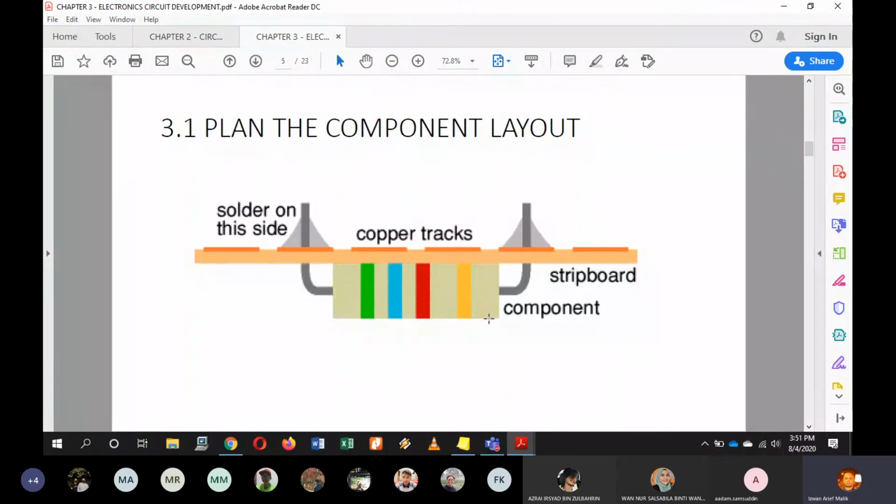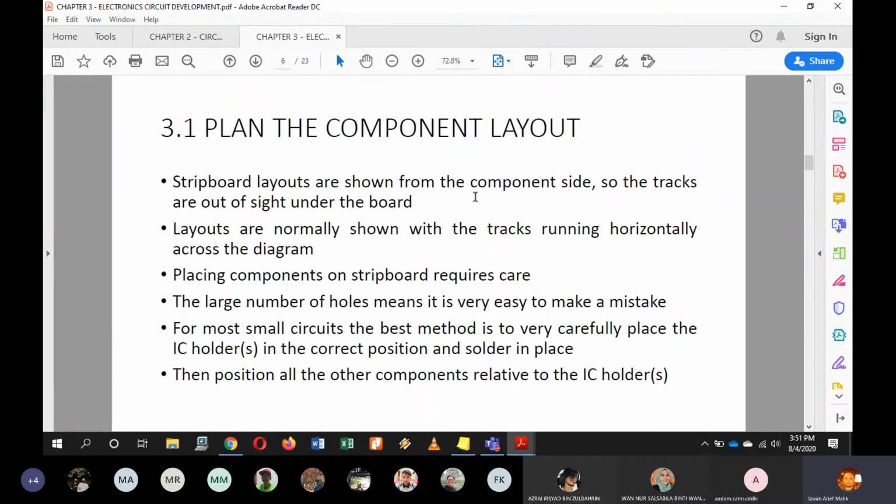Okay, so this is the component example. This is the copper track underneath. So you solder them on this part. This is your strip board. Okay, this is your resistor, for example. So you have to turn them around for you to solder them. Okay, so the strip board layouts are shown from the component side, so the tracks are out of sight under the board. So layouts are normally shown with the tracks running horizontally across the diagram.